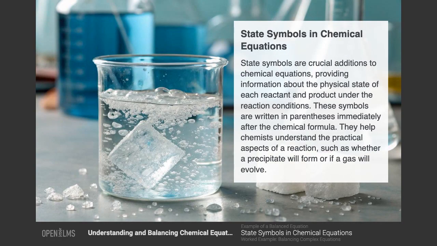State symbols in chemical equations. State symbols are crucial additions to chemical equations, providing information about the physical state of each reactant and product under the reaction conditions. These symbols are written in parentheses immediately after the chemical formula. They help chemists understand the practical aspects of a reaction, such as whether a precipitate will form or if a gas will evolve.